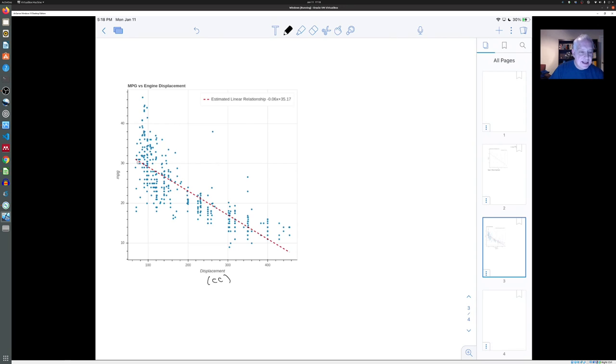So not surprisingly, cars which have smaller engines get better gas mileage. And as the engine size goes up, the gas mileage goes down. But it's an inexact relationship. And there are cars, for example, which have small engines and poor gas mileage, like this one here, and cars which have considerably bigger engines and still have quite good gas mileage, like this car here.